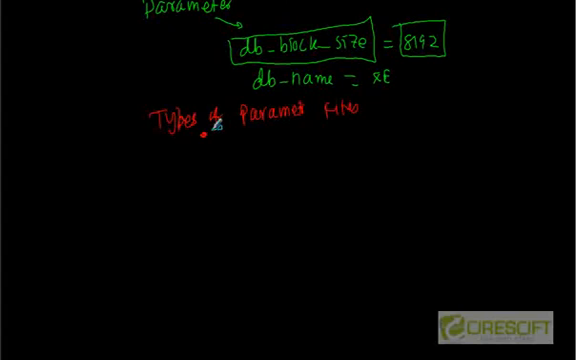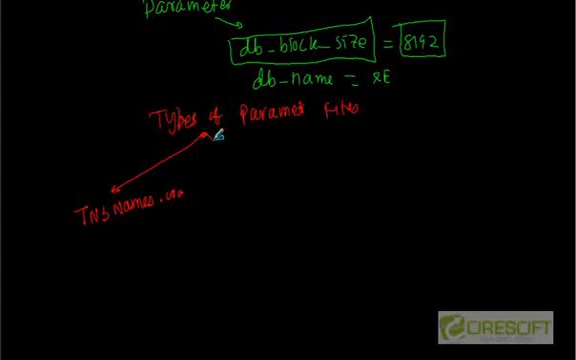Maybe the first parameter file is something related to the network. That is called tnsnames.ora. This is a network file. What tnsnames.ora does is map the net service names to connect descriptors, or in simple words, it tells you the alias name by which we can connect to a database.